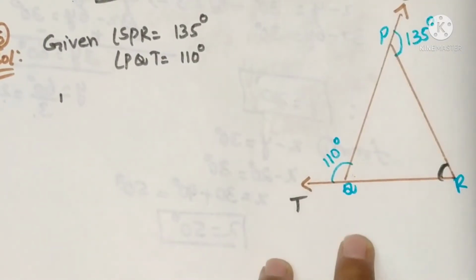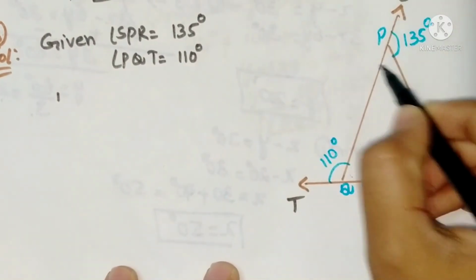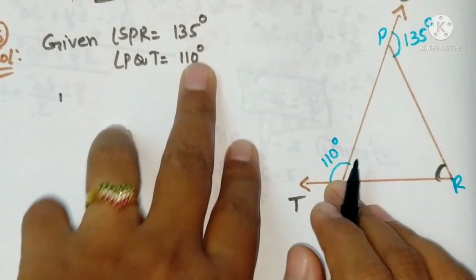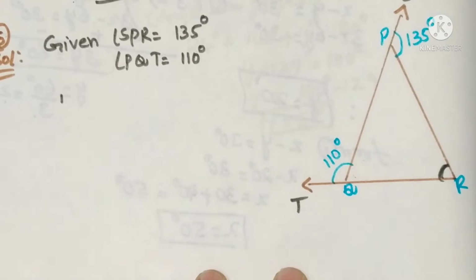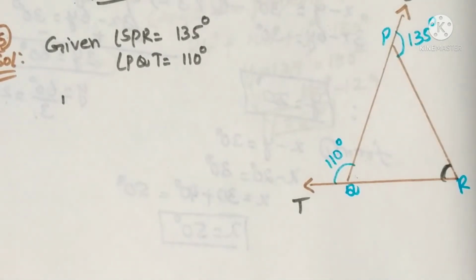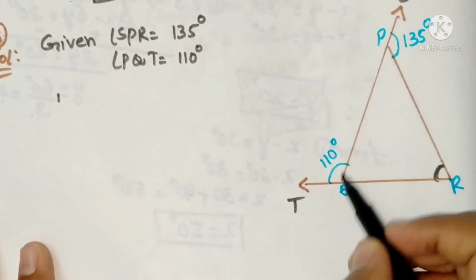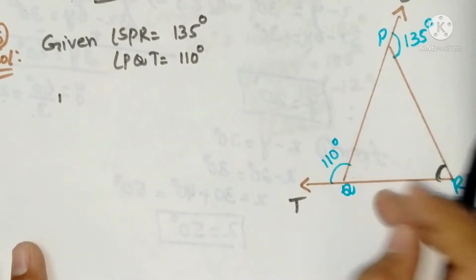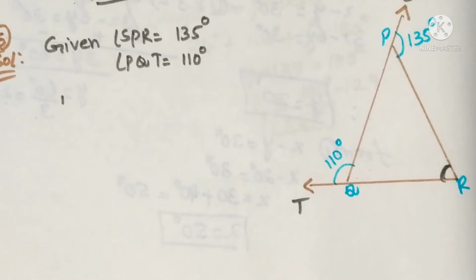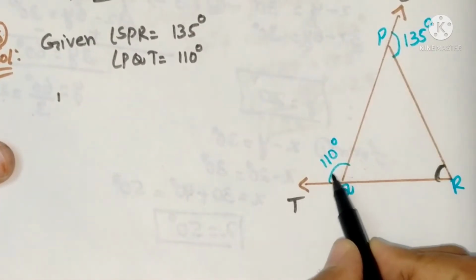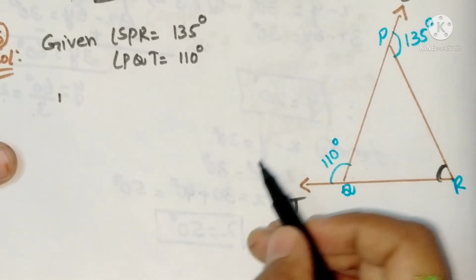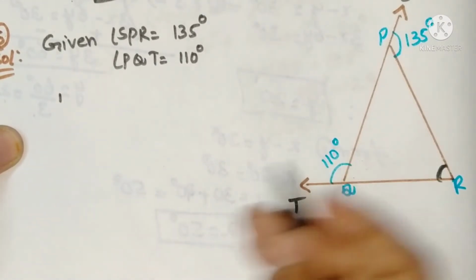So here angle SPR they gave 135 and angle PQT 110 degrees. We want to find out angle PQR. Okay. So SPR and PQT clearly they are exterior angles for this triangle PQR. So what is exterior angle property? Exterior angle is equal to the sum of its two opposite interior angles. Right.